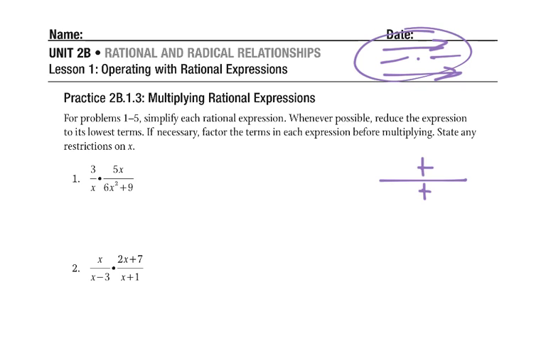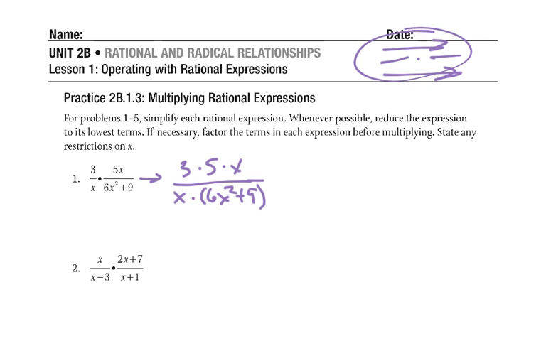Okay, so looking at the first one, if you needed to, we could rewrite this as 3 times 5 times x over x times 6x squared plus 9. So the first thing I can notice here is that these x's can eliminate. I should also have noticed that with this 6 and 9, I could pull a 3 out, right? Because 6 is like 3 times 2 and 9 is 3 times 3.